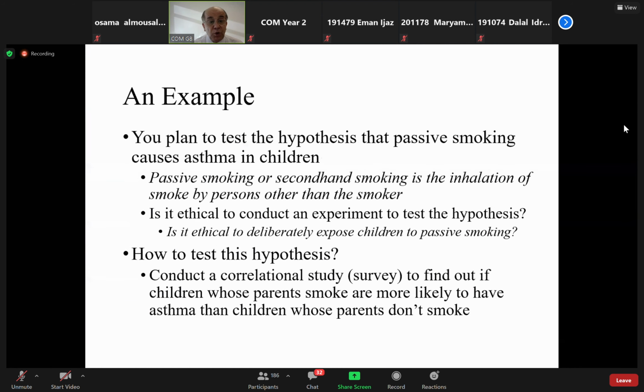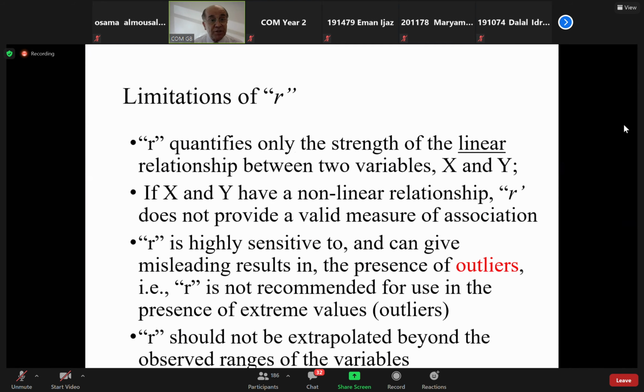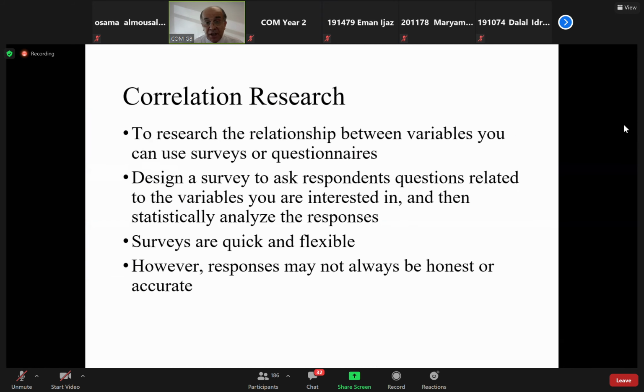So what do you use? You use another method which we'll be talking about, called the Spearman correlation coefficient. Okay? So these are the limitations, plus the relationship you cannot extrapolate beyond the line. If you are outside the line, you cannot tell.